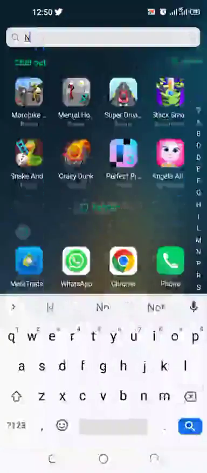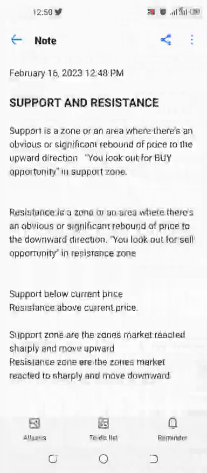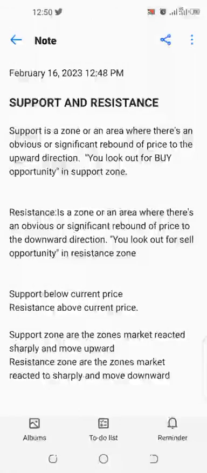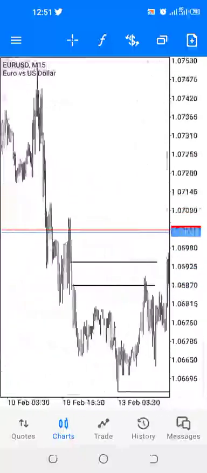In the last video we talked about how support and resistance works. Let's quickly flash back. Support is a zone or an area where there is an obvious or significant rebound. So in a support level we look for buy, while in a resistance level we look for sell. And we said resistance is always above price, while support is always below price. So how do we mark our support level and how do we mark our resistance level?